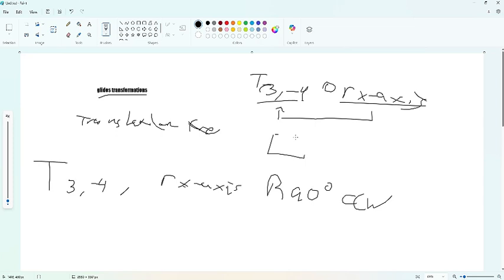Let's show you how that works. Like, reflected over this, then translated 3, negative 4. Probably looks like somewhere here, and yep, there you go.